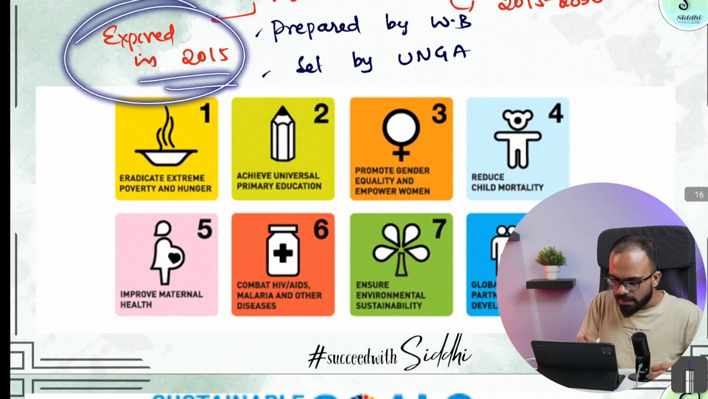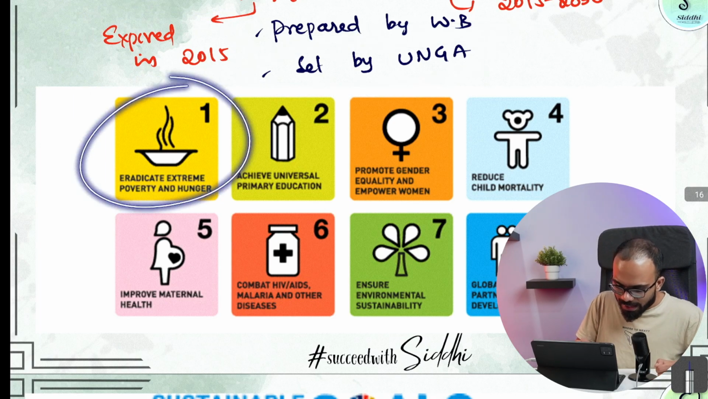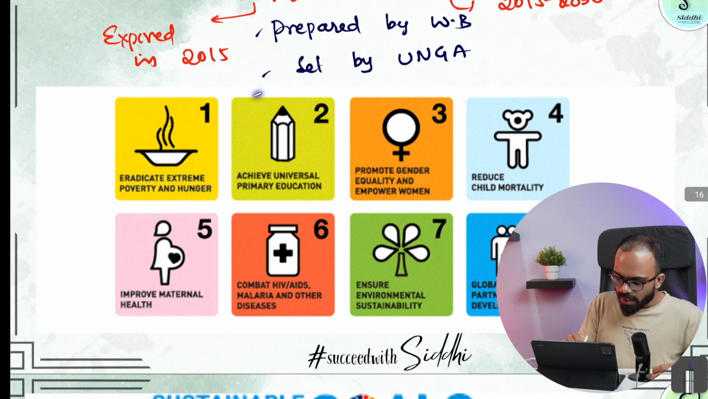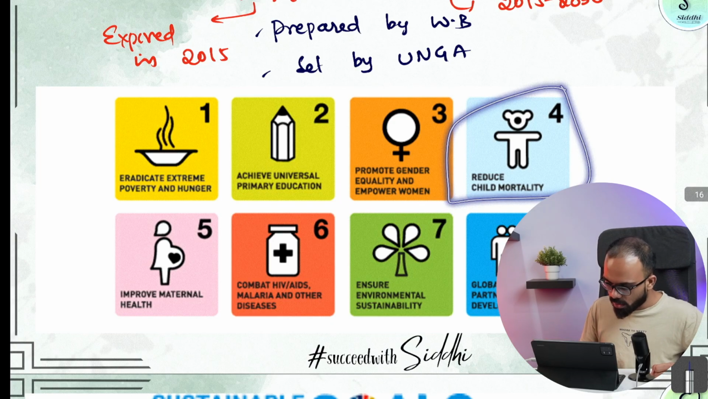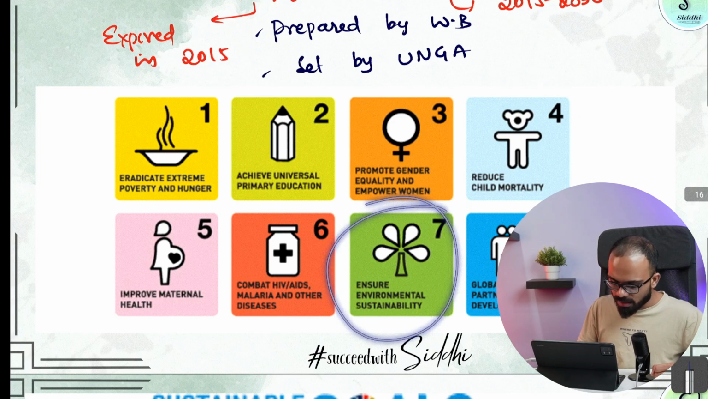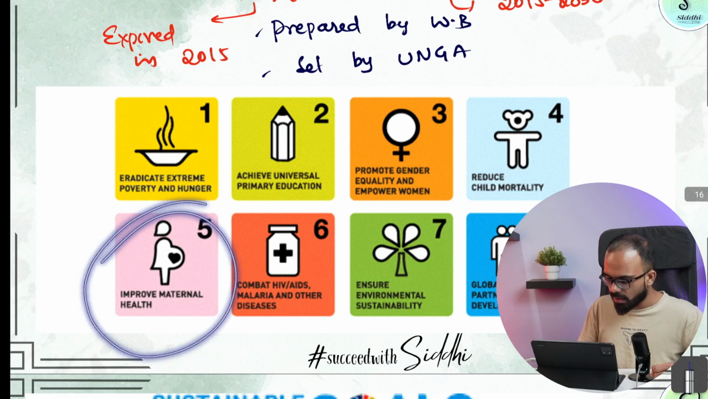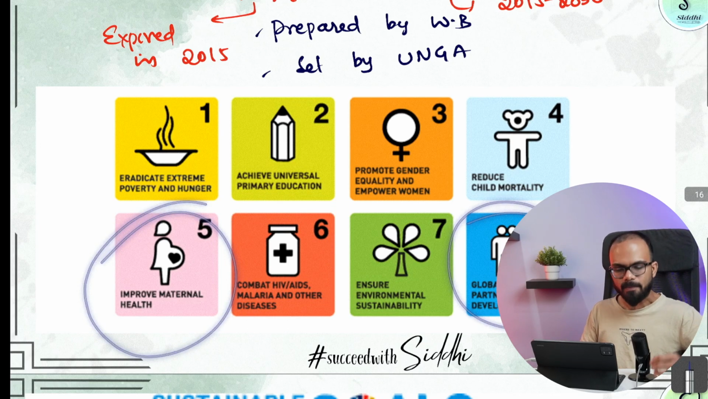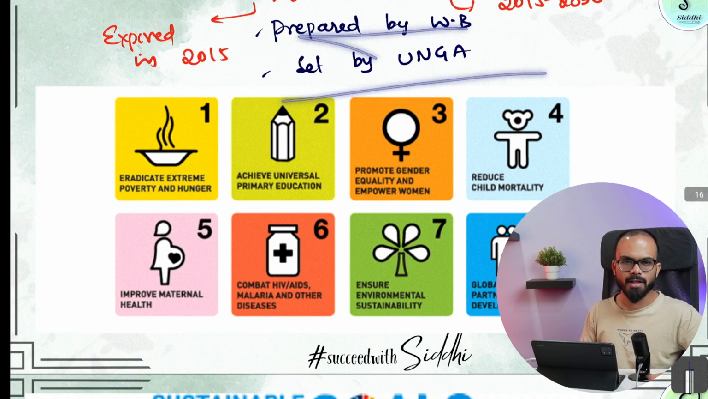So by 2015, the overall United Nations General Assembly goal or World Bank goal was to eradicate extreme poverty and extreme hunger, achieve universal primary education, promote gender equality and empowerment of women, reduce child mortality, ensure environmental sustainability, combat HIV/AIDS, malaria and other diseases, improve maternal health, and build a global partnership for development. So the first set of goals which the world followed are known as the Millennium Development Goals. These were developed by the World Bank and set by the United Nations General Assembly.